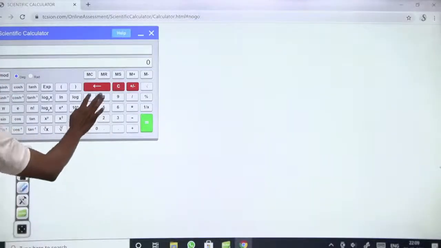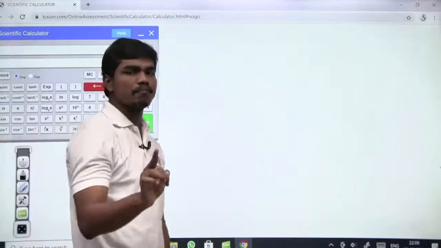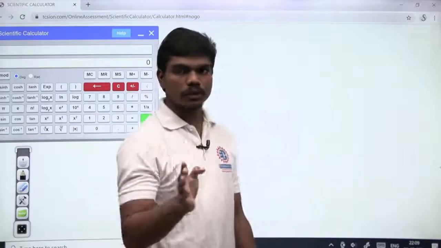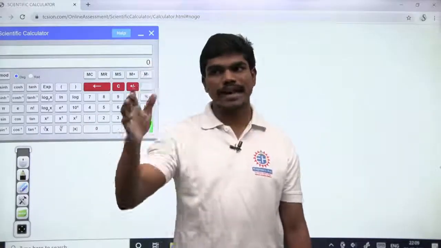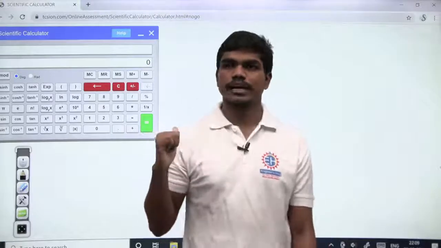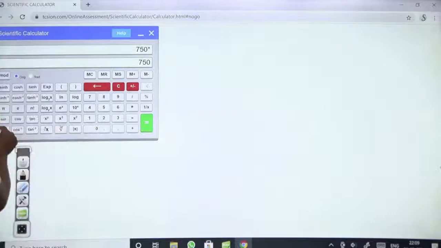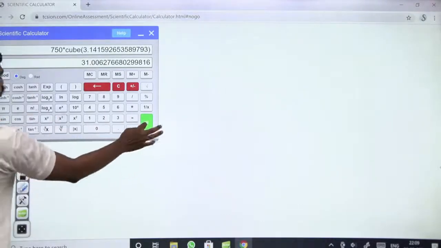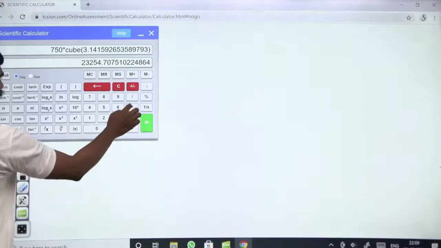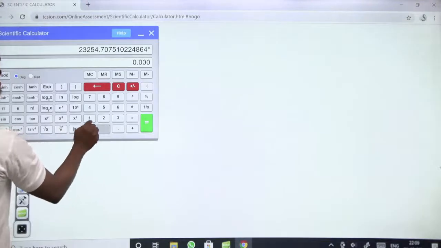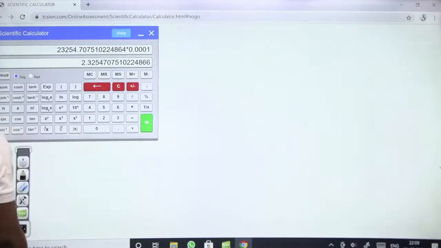See carefully. Using this virtual calculator is really important in GATE. Because if you compare the All India first ranker and All India rank 100, the difference will be only this virtual calculator. So please take care of this. So 750 into pi cube into 10 to the power minus 4. If you calculate this value, 2.325 watts.